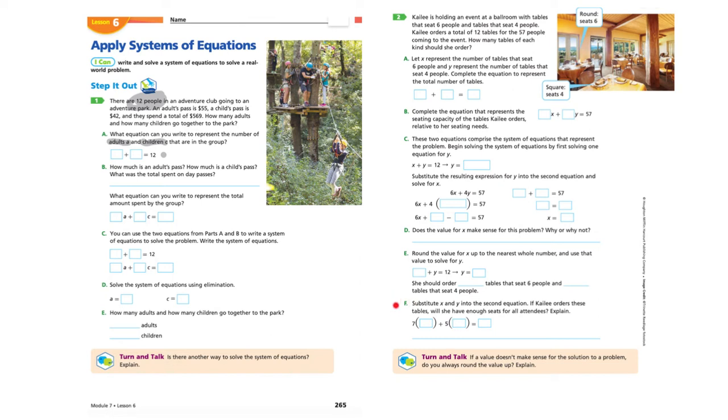And then you can substitute those values when you get those into this equation and explain if she orders these tables, will she have enough seats for all 57 people, and explain your answer. Then I think doing the turn and talk is also good. If a value doesn't make sense for a solution to a problem, do you always round the value up? Here they tell you to do that, but would that always make sense in any problem? So go ahead and work on that, pause the video, and then we can go to the next page.